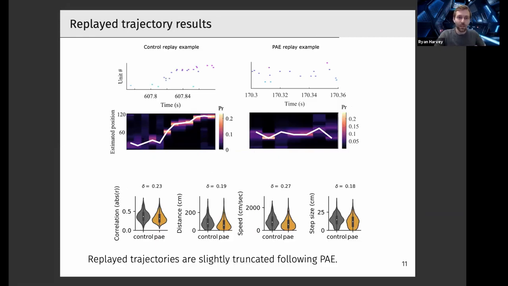And from those trajectories, we can again pull out several different features, such as linear weighted correlation. And right here is represented, in absolute value, the distance of the trajectories, the speed, and the step size. While the effect sizes between the groups are fairly small, denoted with Cliff's delta right here, I do see the general finding of a truncation of these trajectory events. This means that while the controls have, on average, more of a complete representation of the entire track during the replay, the PAEs have more stationary replay events.